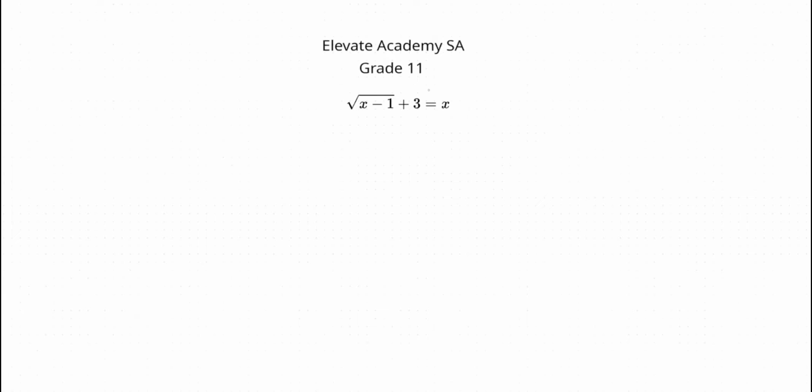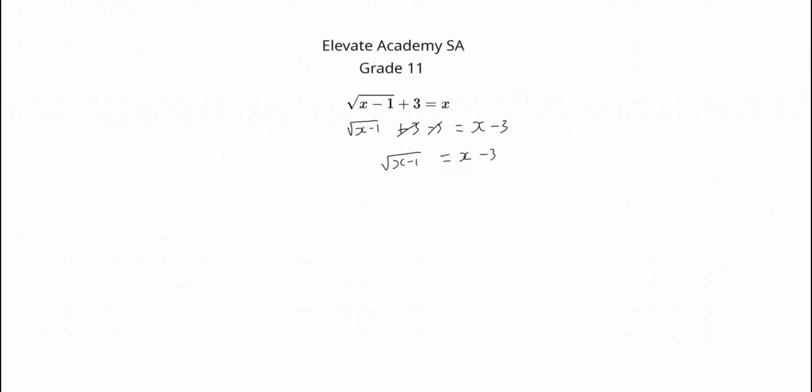So first we need to get rid of this positive 3 on this side. And how do we do that? We subtract 3 from both sides. Remember, when we are dealing with an equation, whatever we do on one side, we have to do the exact same thing on the other side. And what will happen here is that will cancel off. 3 minus 3 will equal 0. So we'll be left with the square root of x minus 1 on this side equals x minus 3.